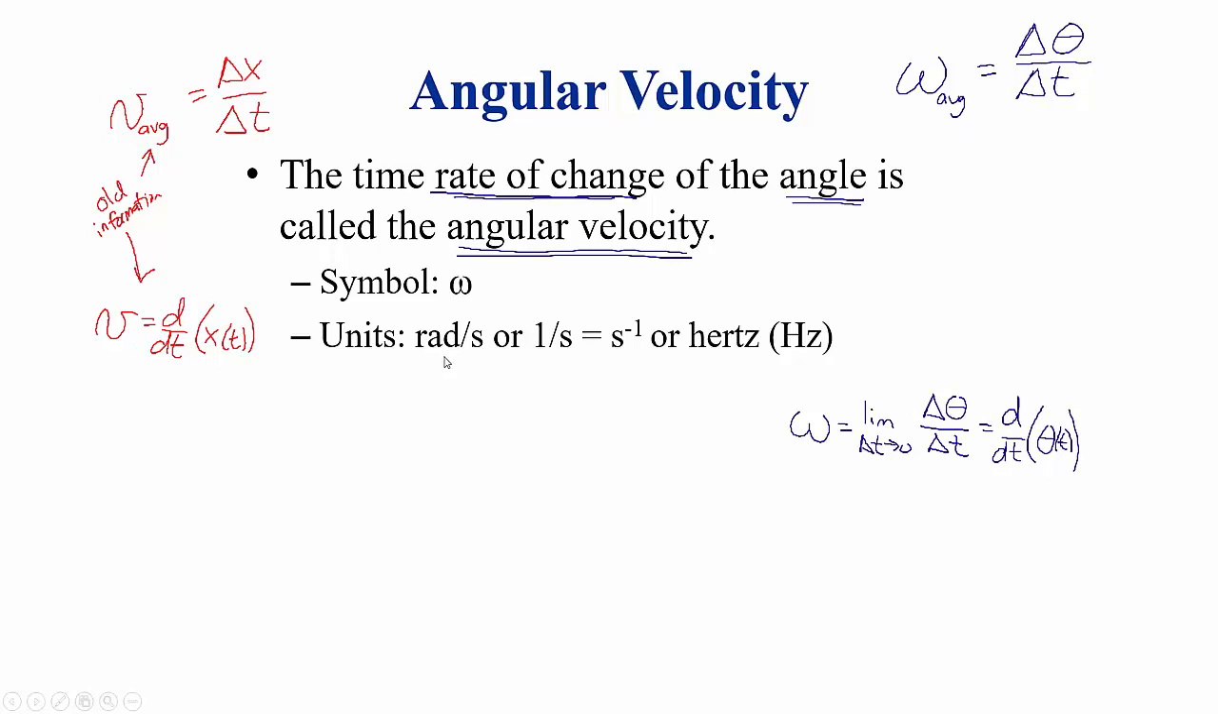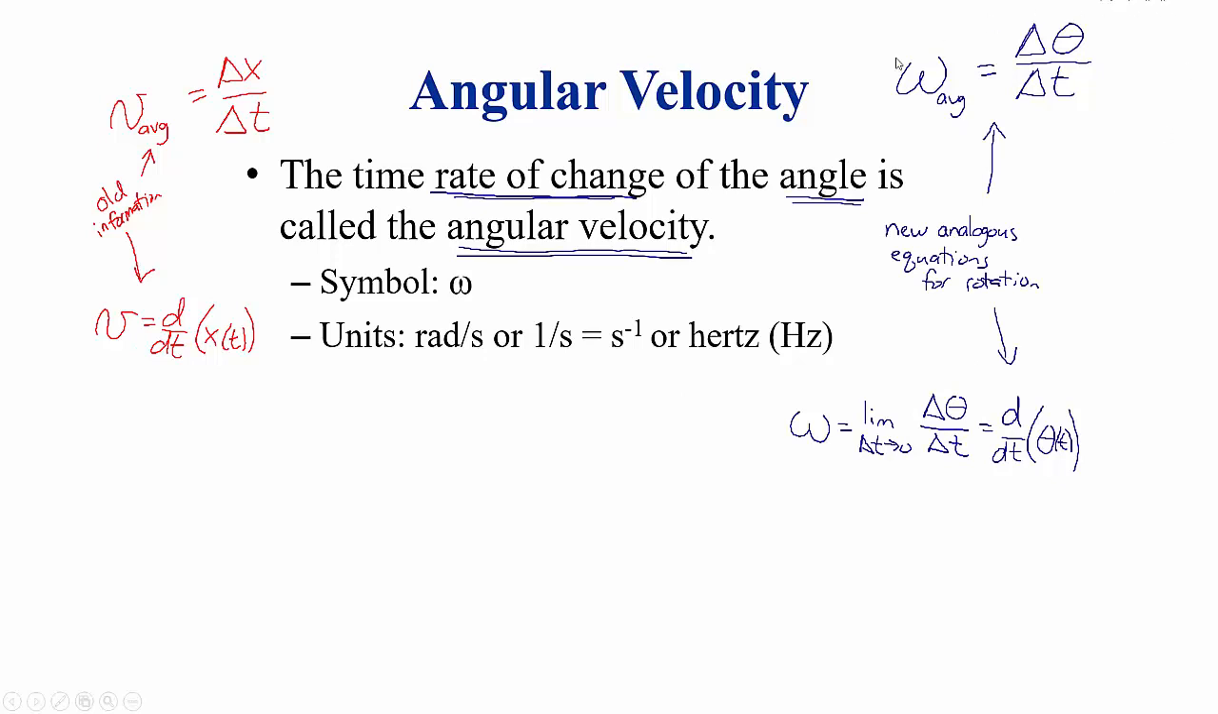It's a dimensionless quantity. And so sometimes you'll see radians per second written as just 1 over seconds, or sometimes you'll see it written as seconds to the negative 1, which means 1 over seconds. The name that's given to 1 over seconds is also hertz. So sometimes you'll see angular velocities written in hertz. I tend to prefer to leave it in radians per second. It reminds you that you have an angle changing with time.